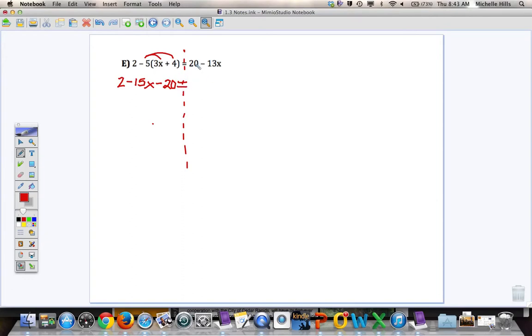Looking at the right side, I have a constant term and a variable term. No distributive property, no like terms to combine, so I'm just going to rewrite that side. I now have on the left side two constants that I can combine. So this is going to become negative 15x minus 18 equals 20 minus 13x.